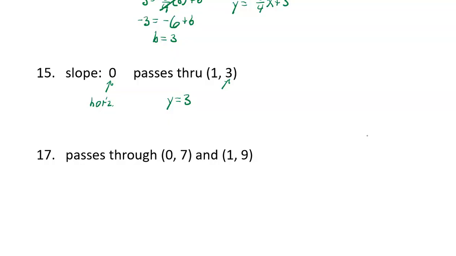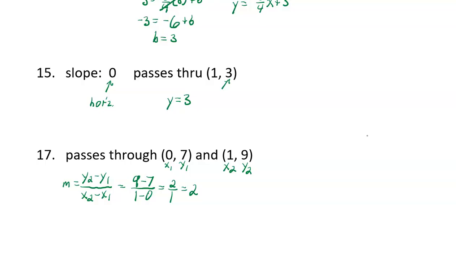Number 17. We have a line that passes through these two ordered pairs. We don't know the value of m. So let's find the value of m using the slope formula. y2 minus y1 over x2 minus x1. This is x1 and this is y1. This is x2 and this is y2. So 9 take away 7 and 1 take away 0. This makes 2/1, which is equal to 2.